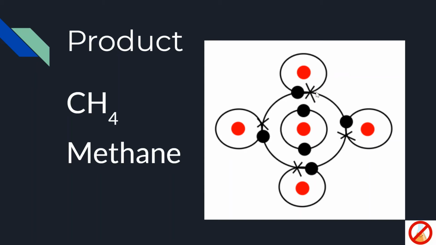Carbon has exactly 8 electrons, and each and every one of the hydrogens has 2 electrons: 1, 2, 1, 2, 1, 2, and 1, 2. This is a single bond because there's only one shared pair of electrons.